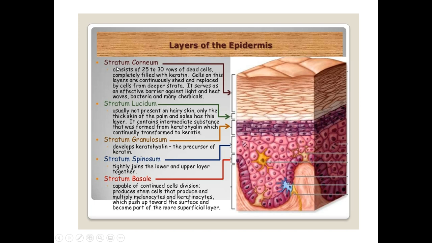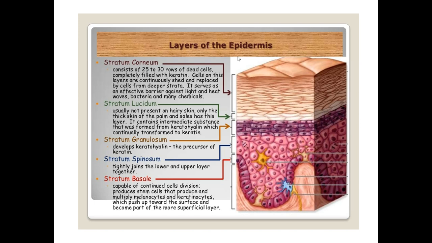Okay, so the stratum corneum is the most superficial layer. It is both present on thin and thick skin. It consists of about 25 to 30 rows of dead skin cells. It's completely filled with keratin. These cells are frequently shed and replaced from the deeper strata, and it serves as an effective barrier against light, heat, bacteria, and other chemicals.